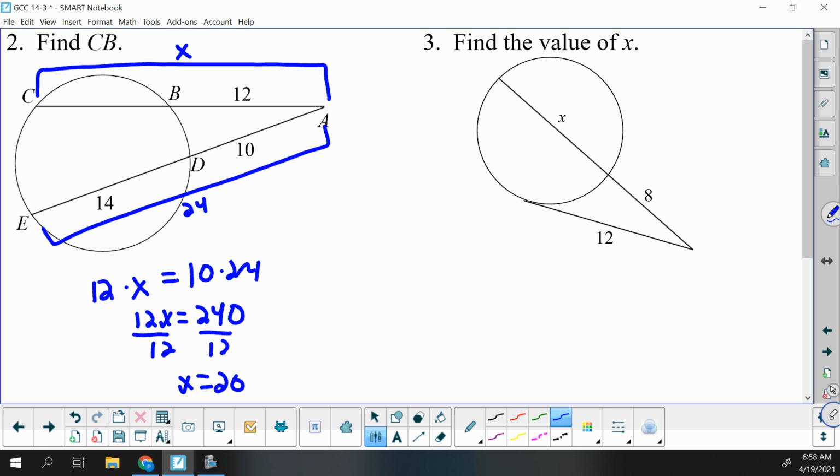But is x what we wanted? We wanted CB, and x is CA. So if that whole big thing is 20, if BA is 12, do the 20 minus 12 and get that CB is just 8.